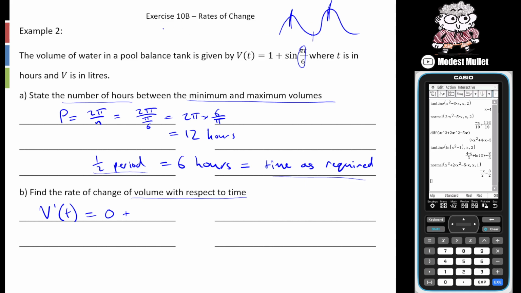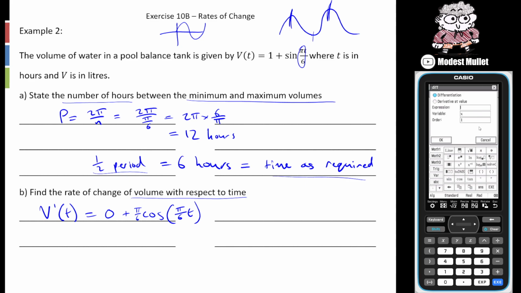sine, if I think properly, sine actually goes like that. So it's going to be cos pi on 6t. And then because there's the pi on 6, if I remember the shortcut, I'm pretty sure there's a pi on 6 out the front. Now we could prove that using the chain rule. Or we can do a quick check on our CAS, calculation, differentiate.